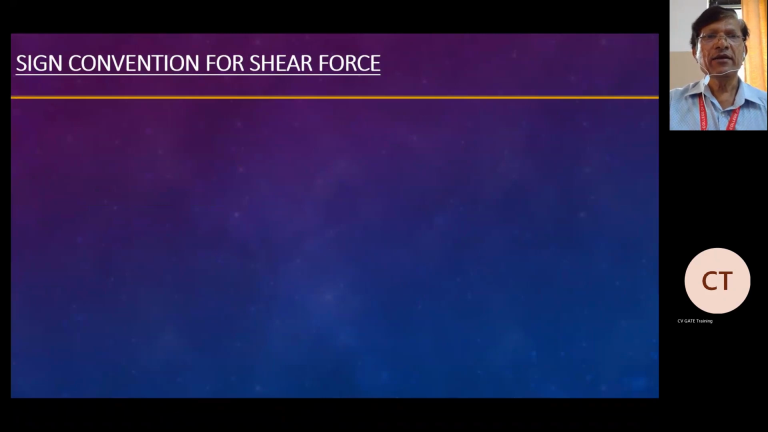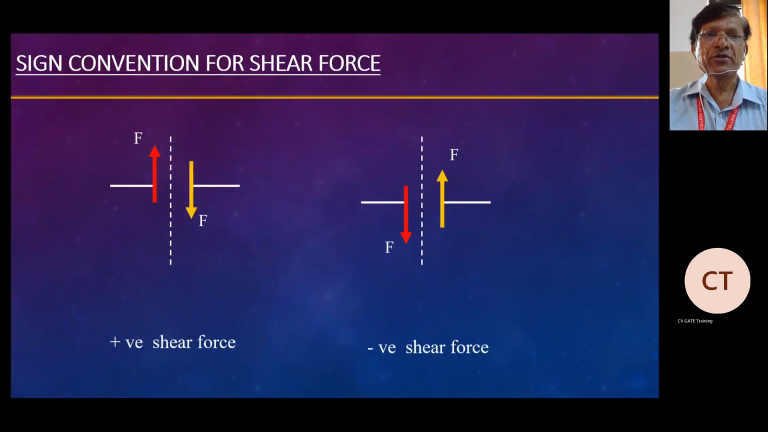Similarly, I want to tell the sign conventions for the other quantities. For shear force, if we take a section, and on the left side of the section it is acting upward, it is positive, and on the right side of the section it is negative. Similarly, in the other case, if the shear force is acting downward on the left of the section and upward on the right, it is negative.